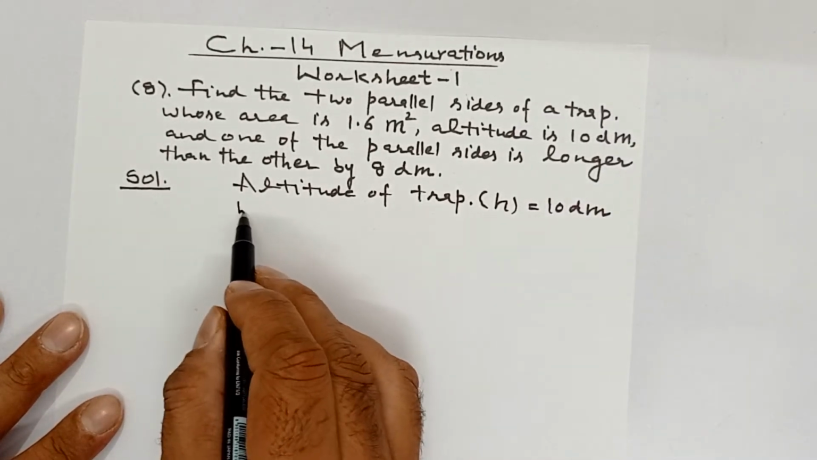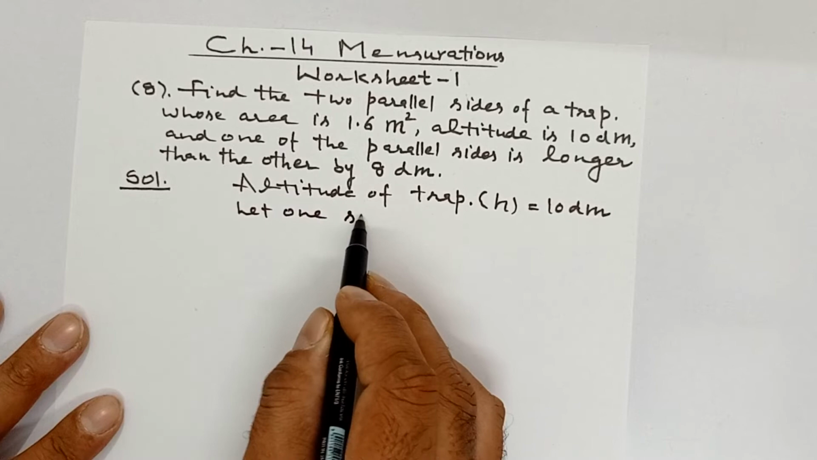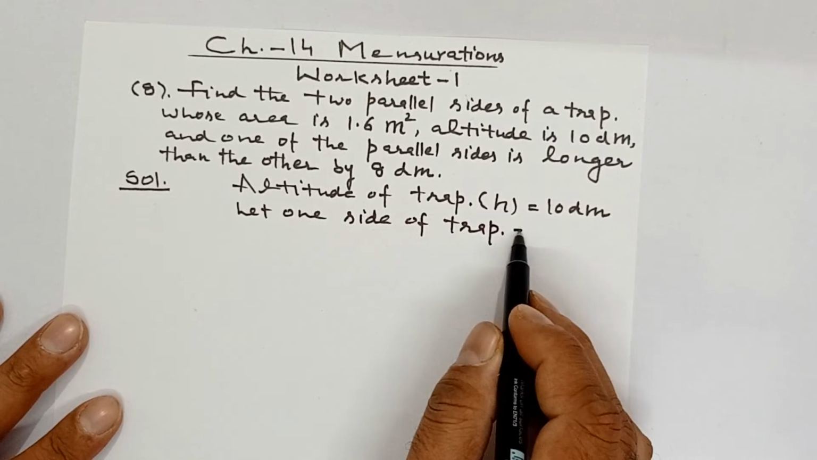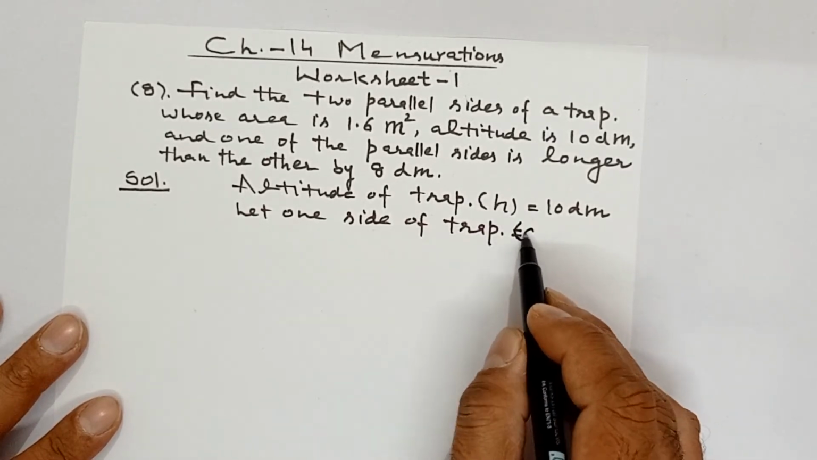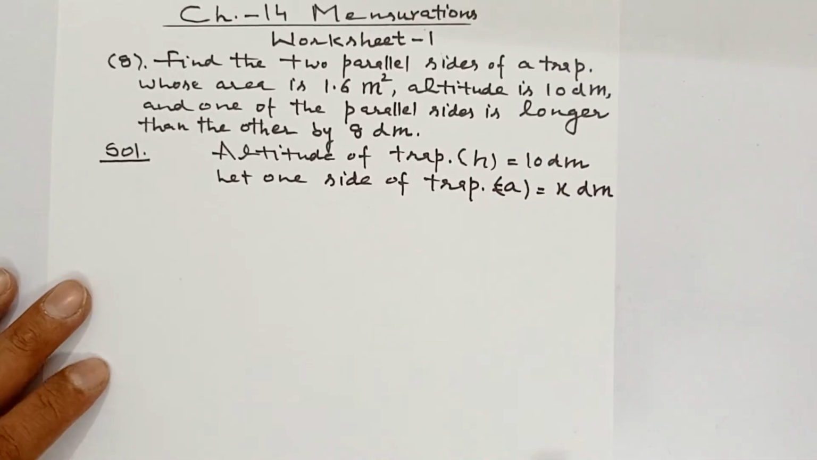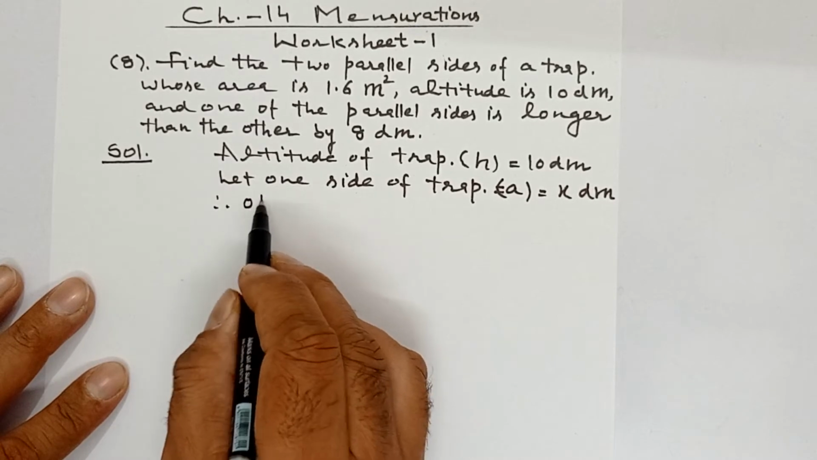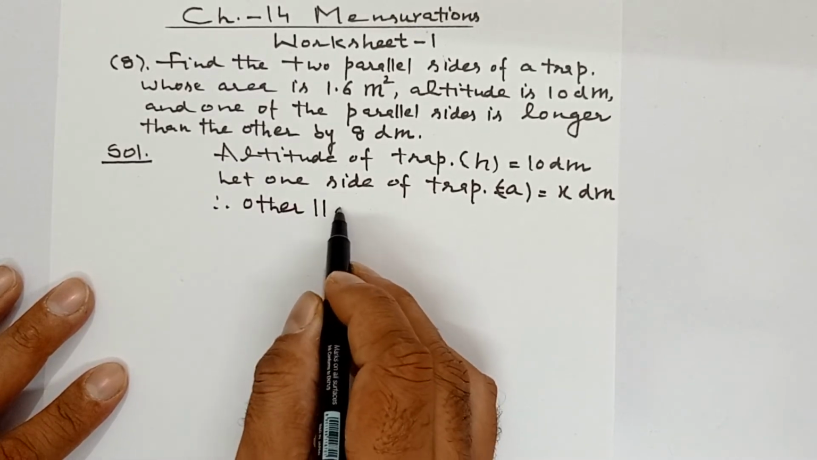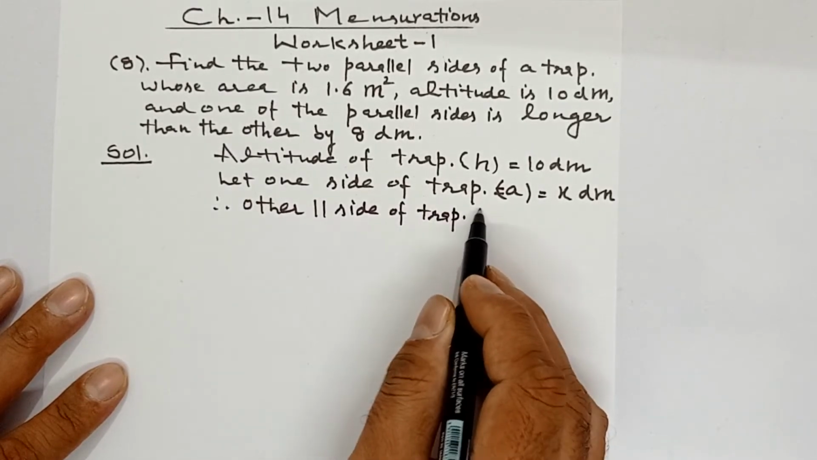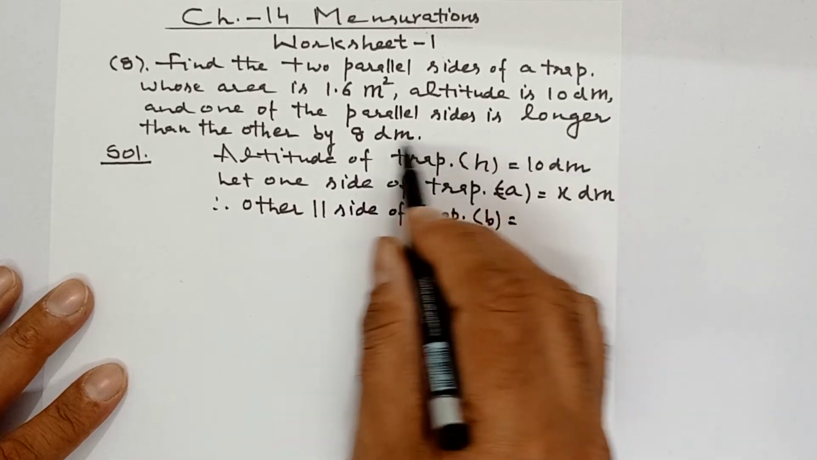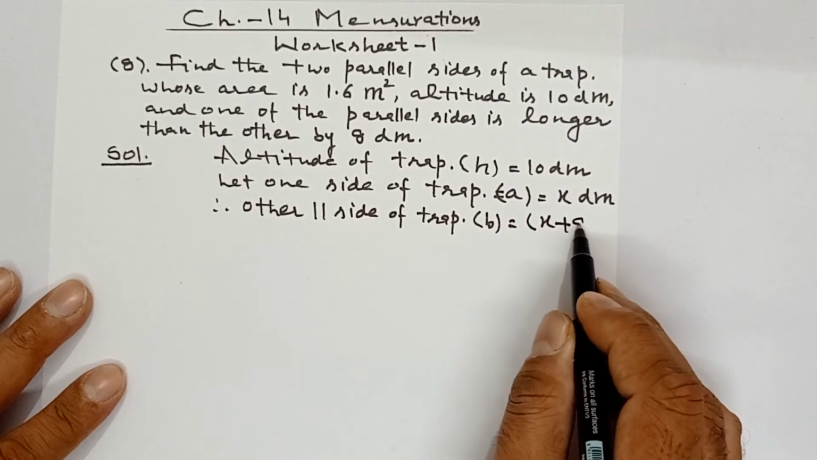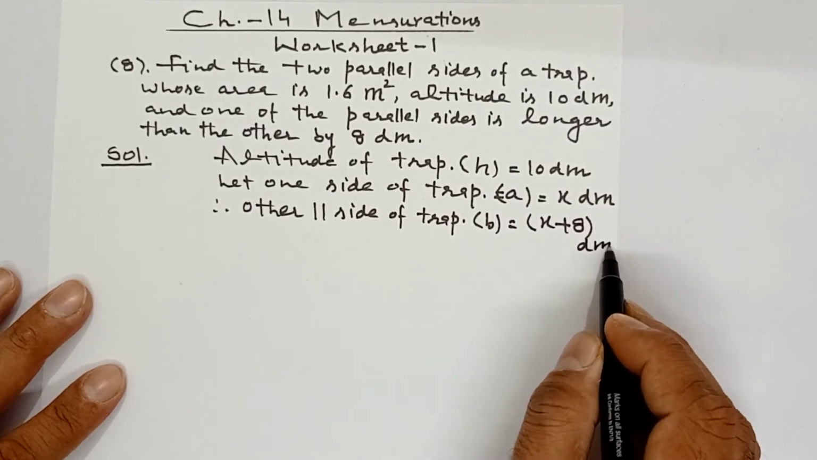Here let one side of the trapezium, that I am denoting small a, be x decimeter. Everything is in decimeter, so I am keeping it in decimeter only. Therefore, the other parallel side of the trapezium you can denote by small b. What is written in the question? That one of the parallel sides is longer than the other by 8. So it will be x plus 8 decimeter.